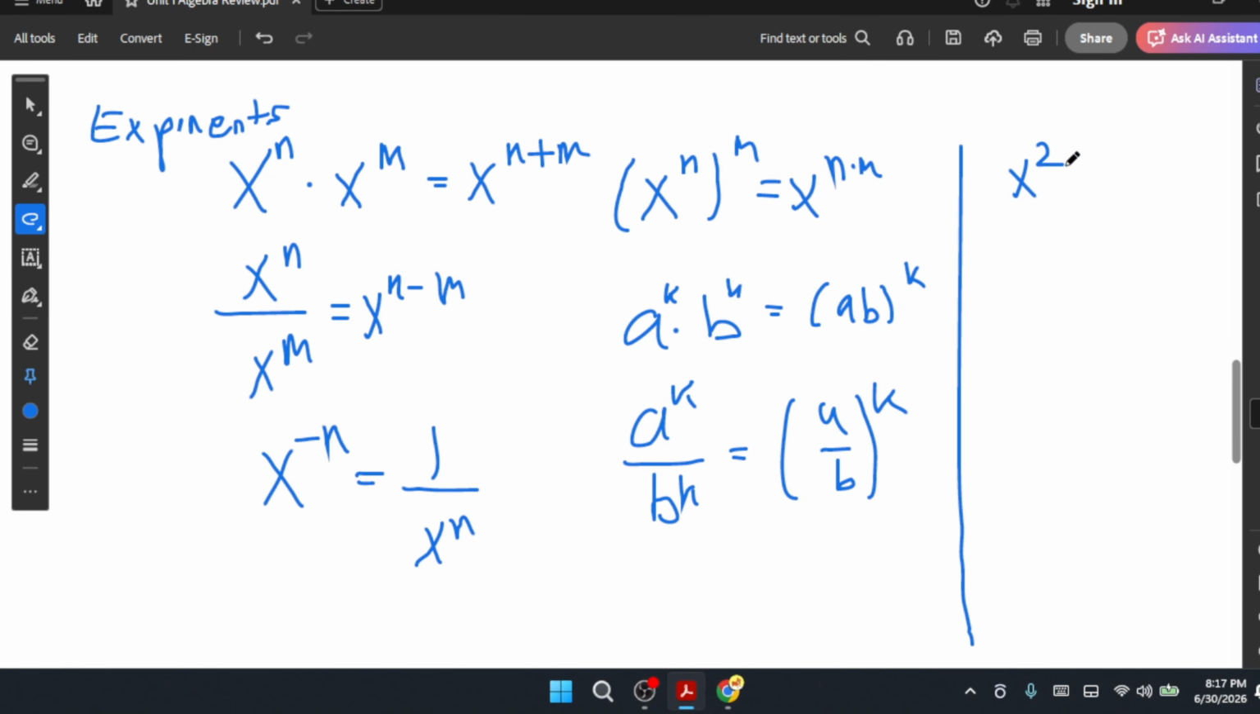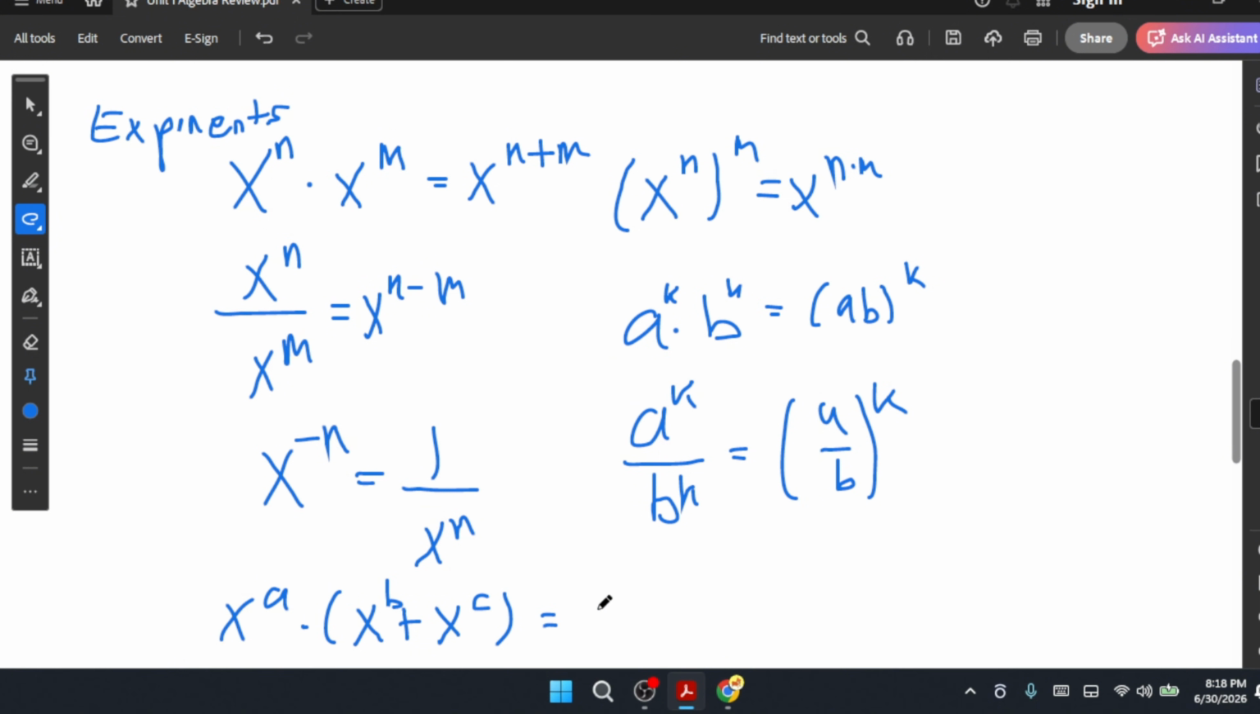X squared. Oh yeah, I forgot the distributive rule. So if you have x to the a times, let's say, x to the b plus x to the c, the same base but different exponents, then it shows that this is x to the b plus a plus x to the c plus a.